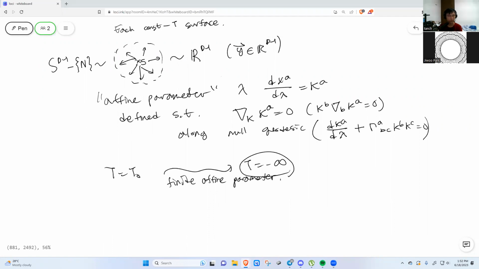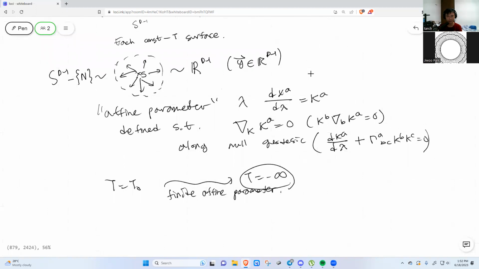So the affine parameter can be redefined up to an affine transformation, which includes scaling. How do we even assign a specific affine parameter? If you do an affine transformation on a finite number, you get a finite number. So the fact that it's finite doesn't change.